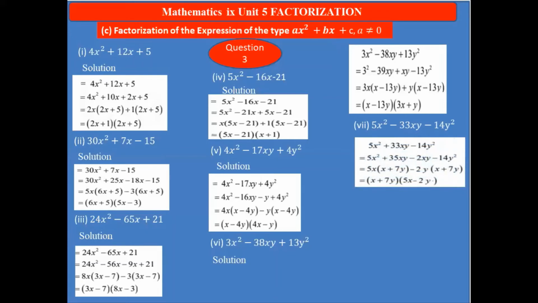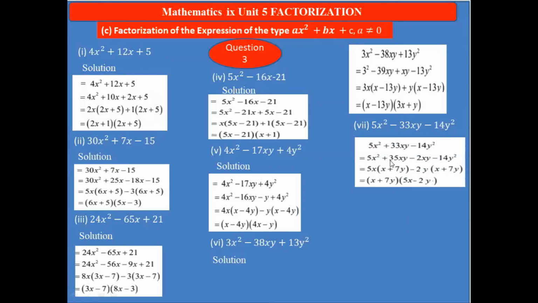When we multiply 14 with 5, we have 70. So we have two factors, 35 and 2. 35 times 2 is 70. So we take a positive sign with 35 and a negative sign with 2. So these are the two required factors.